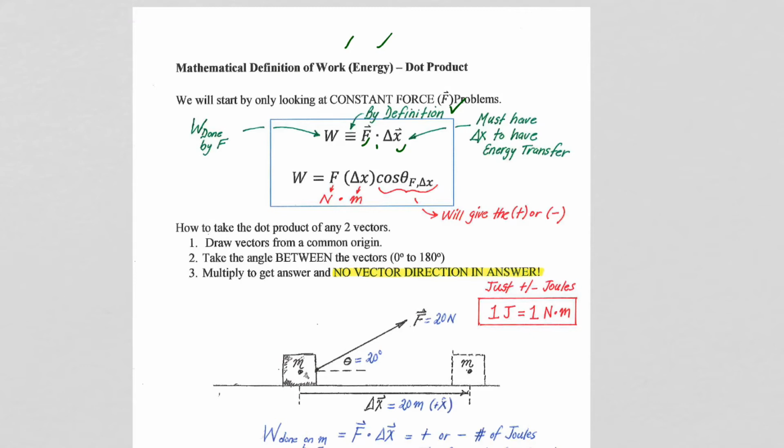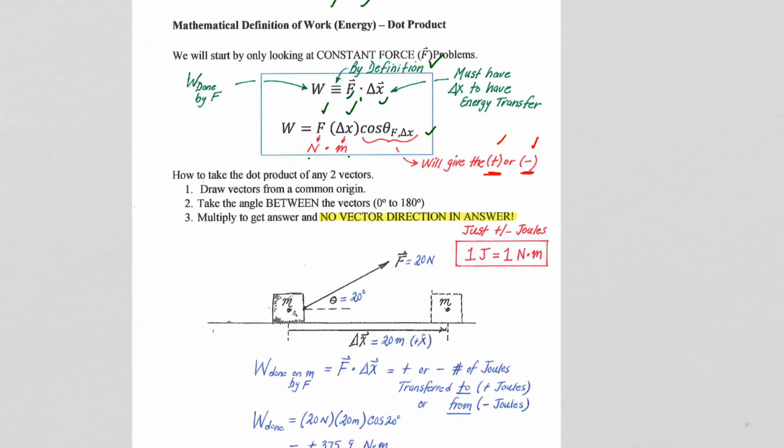We take the magnitude of the first vector, the magnitude of the second vector, notice I have the units here, newtons, meters, times the cosine of the angle between the vectors drawn from a common origin, which is very important. It's the cosine that will give us the positive or negative for our joule value, and that makes perfect sense in terms of speeding up, slowing down, energy being transferred to the object or away from the object.